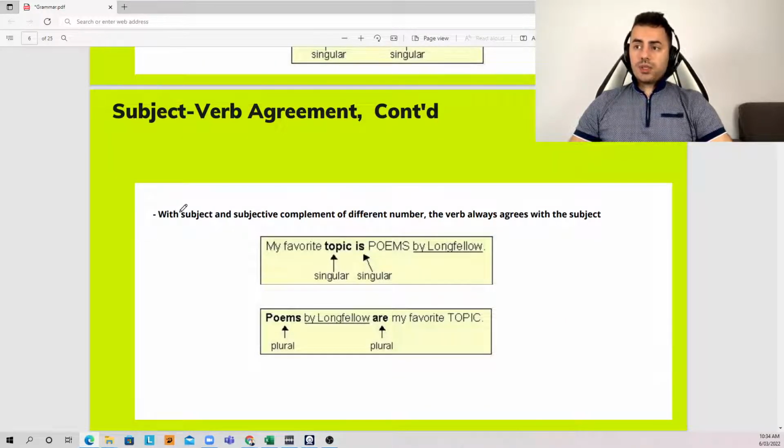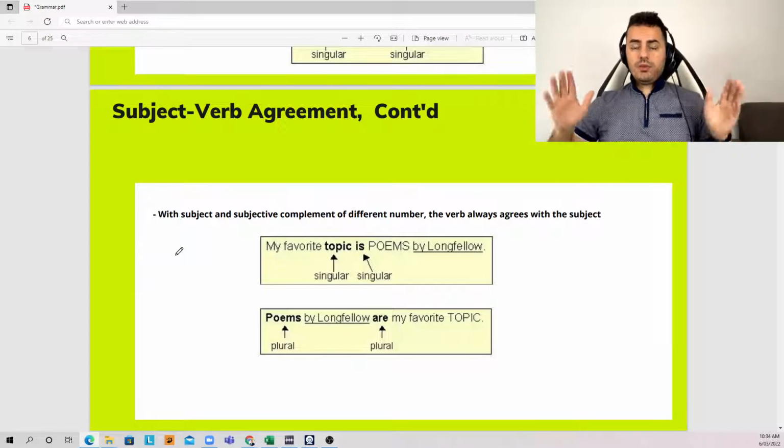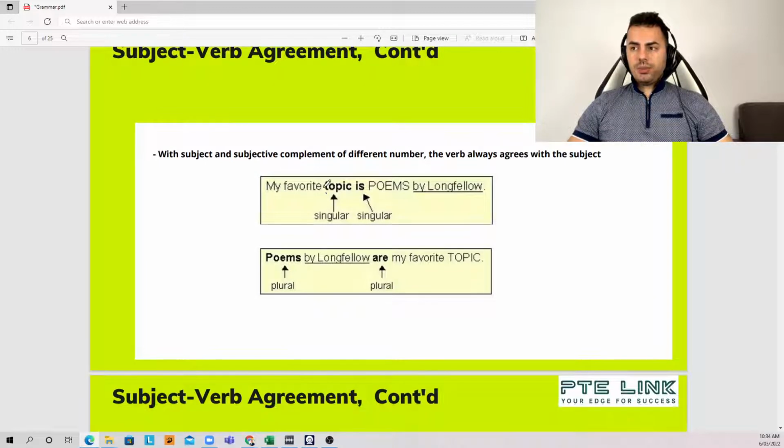Another one within the subject-verb agreement, the subject and subject complement. Sometimes in a sentence we could get a subject and a subject complement. The verb all the time has to agree with the subject itself, not the subject complement. Example, my favorite topic is poems by Longfellow. The main subject here is topic.